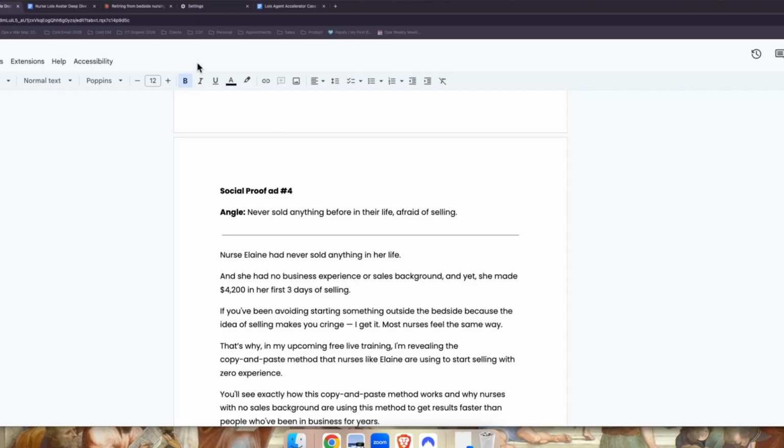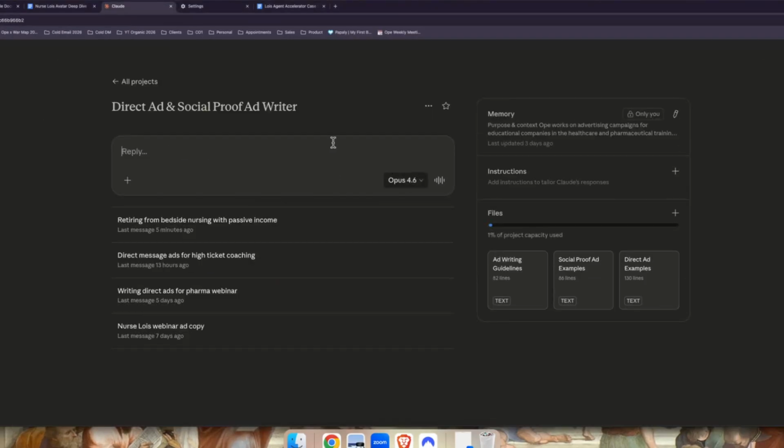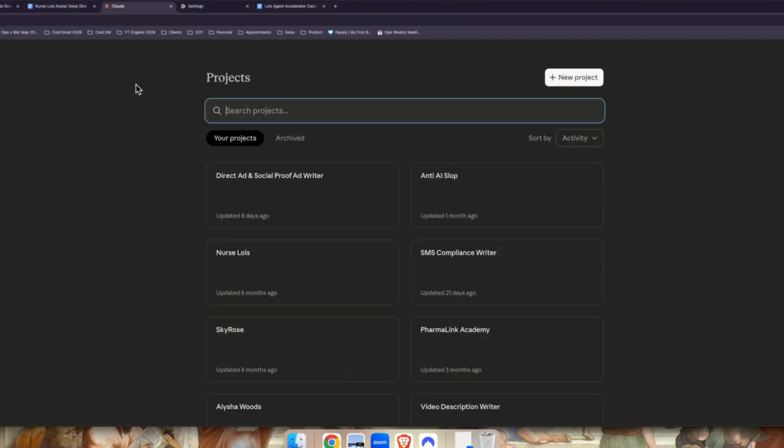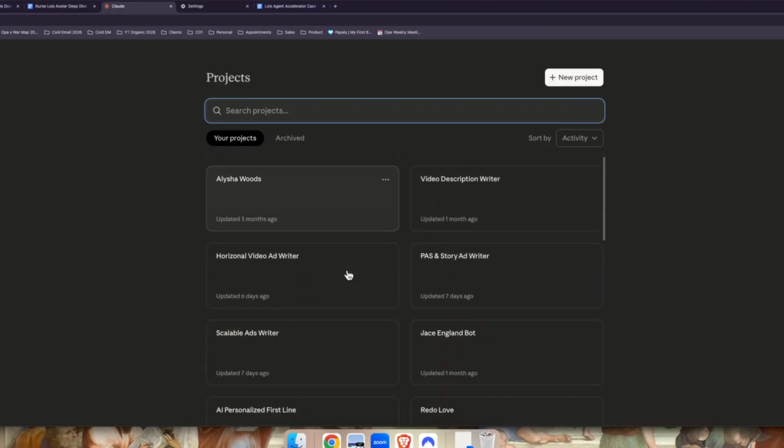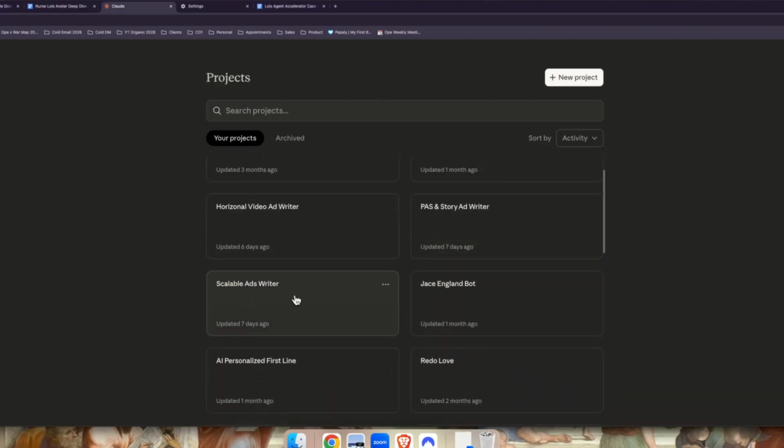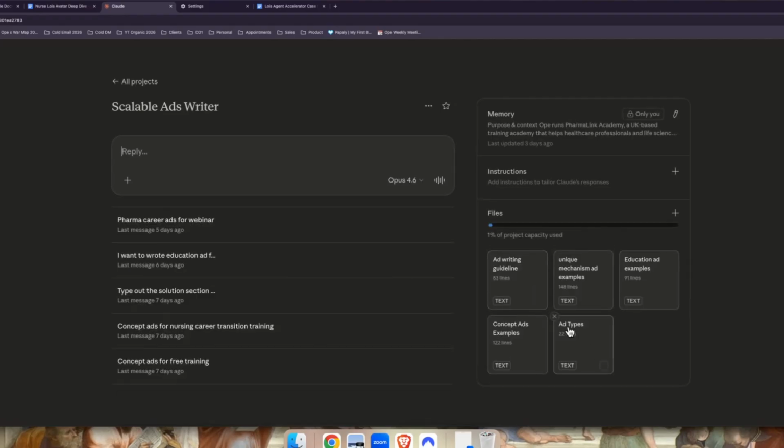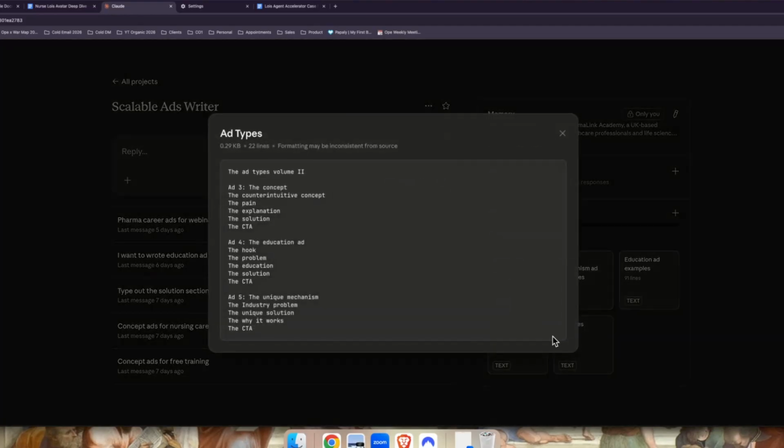So there are three types of scalable ads. There are educational ads, there are counterintuitive ads, and then there are unique mechanism ads. So we're going to write three for each of these, and Scalable Ads Writer has everything you need. It has the guidelines, the unique mechanisms, examples, education ad examples, the different ad types are also listed out here, plus the framework for each of them.